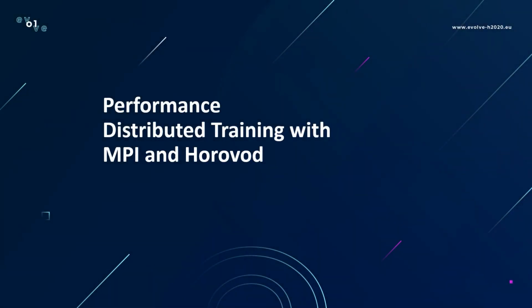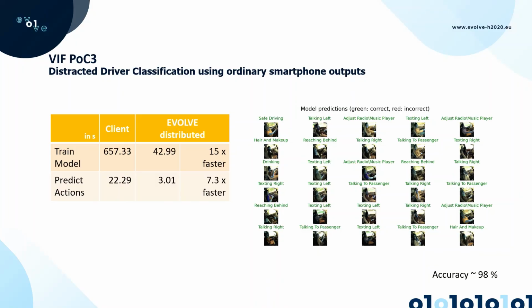In the end, we have a look at the performance of the distributed training with MPI and Horovod. To get a feeling, we compare the times on a client machine, a really good one, and with the Evolve distributed training. Here we see the client needs about 660 seconds, whereas the Evolve distributed training needs only 43 seconds. That's 15 times faster. And the prediction is, of course, also faster, not as much as the training, but 7.3 times faster.